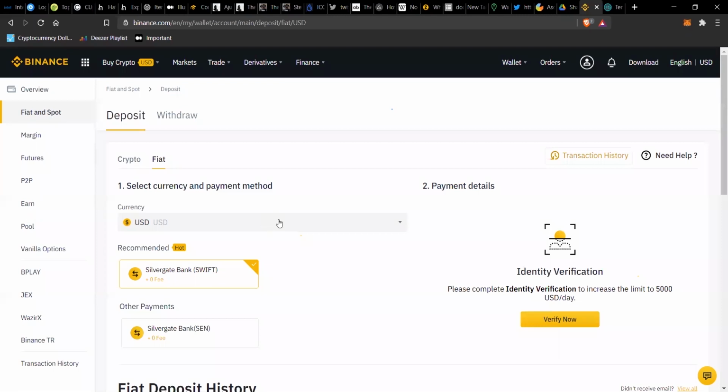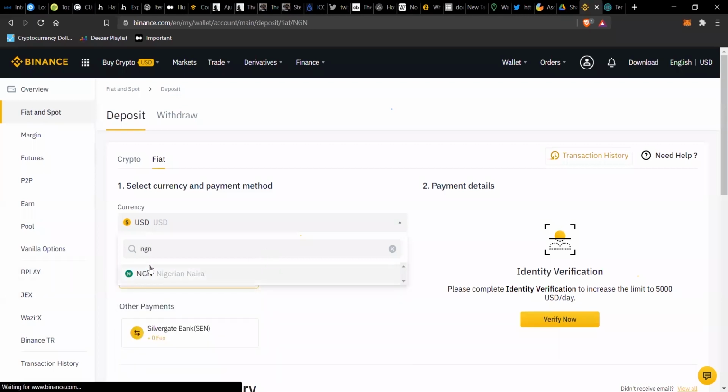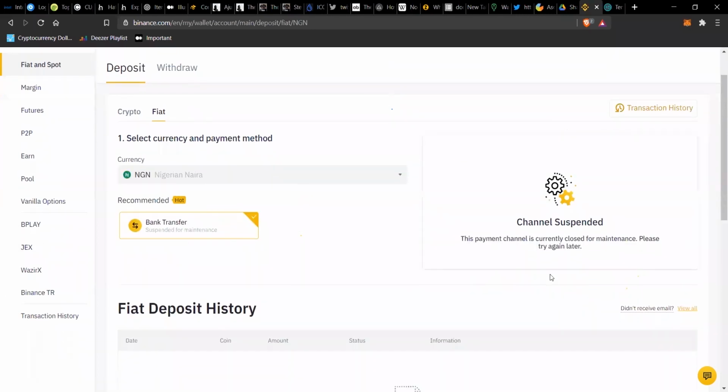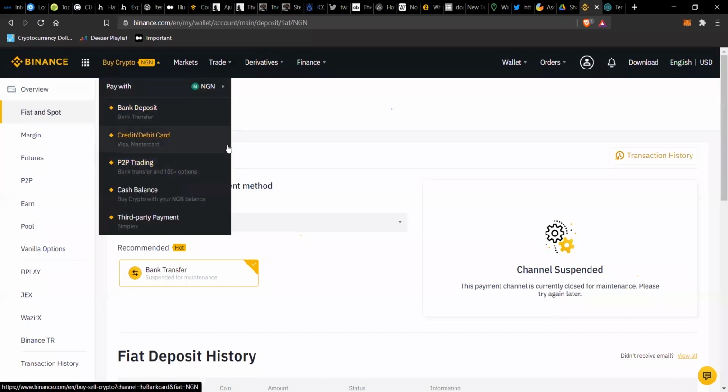So if I come over here and I click on NGN, which is Nigerian Naira, and I click on it, you would see that they will say the channel has been suspended. So this payment channel is currently closed for maintenance. Please try again. You see, they had to disable this feature because of the restriction. So you can no longer directly deposit Naira into your Binance account.